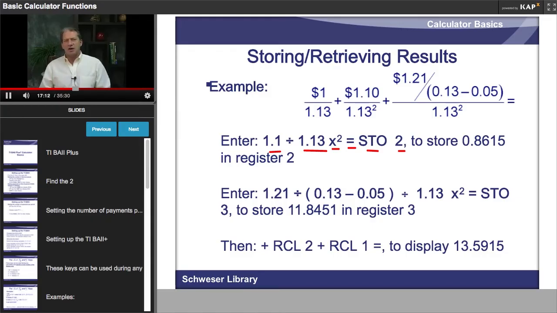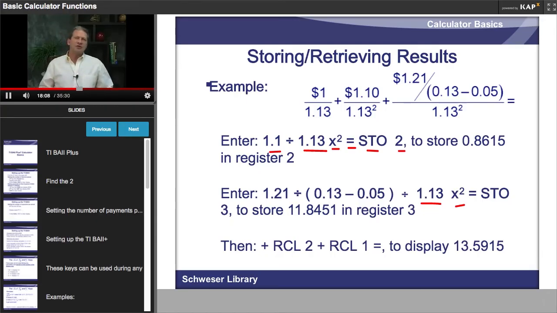Just as an aside, you notice that 1.21 divided by 0.13 minus 0.05? Another way to do that in chain mode is to go 0.13 minus 0.05, and then hit equals, get 0.08, and then hit that 1/x key, and then multiply that times 1.21, and then we can get that answer that way as well. And then we'd have to divide by 1.13 squared.